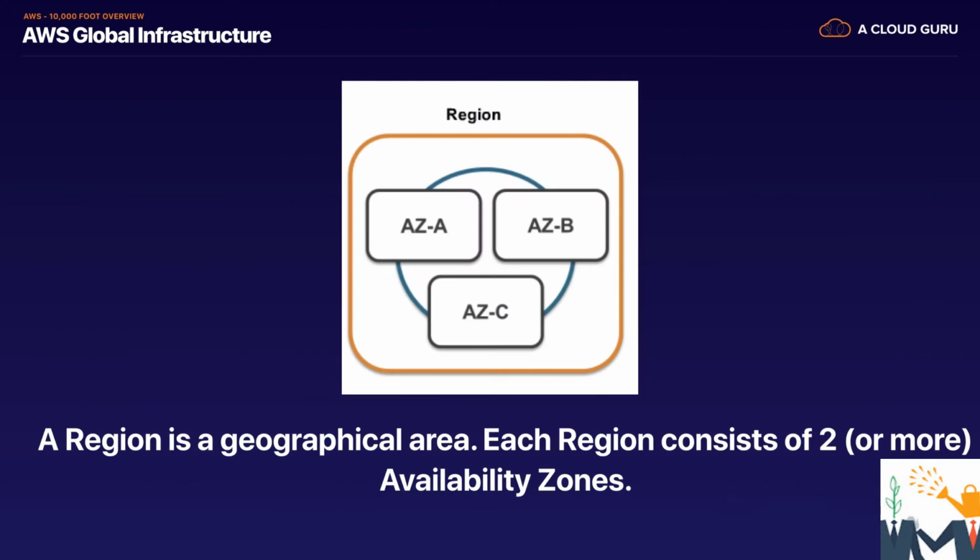So what is a region? A region is just simply a geographical area. So each region consists of 2 or more availability zones. So we have the London region, we have the Northern Virginia region, we have the Oregon region, we have Sydney region, Singapore region, we have the Tokyo region, etc., etc. So regions are just distinct geographical areas, and each region will always consist of 2 or more availability zones. An availability zone is simply a data center, and a data center is simply a building that's filled with computer stuff. So pretty simple stuff.